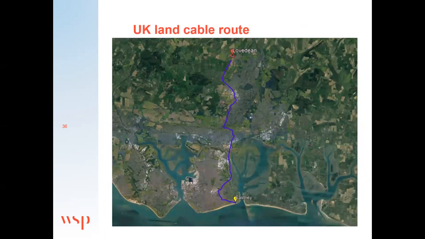And the route of the cable, the intention is it will come in at Eastney, just to the southeast of Portsmouth, and follow the public highways through Portsmouth, off the island of Portsea, and north following public highways to Loveden substation. The principle of following the public highway is that you deal with a limited number of county council highways departments. Whereas if you go through private land, you're having to deal with every farmer all the way. And if one farmer says no, you're in a bit of trouble. So there is merit in following the public highway.